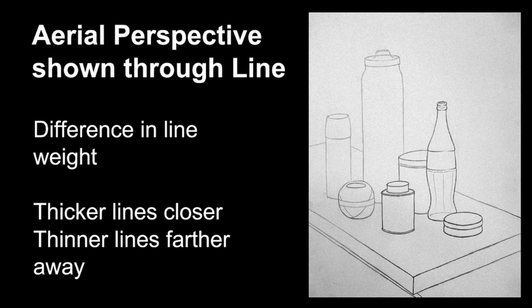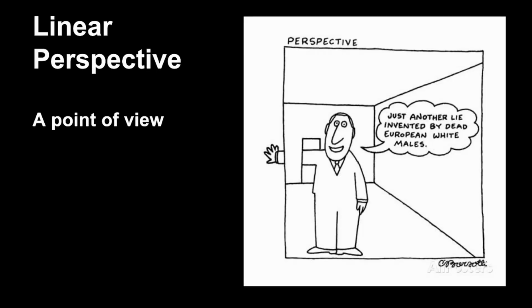So we can show some aerial perspective. We've talked about this before with line weight. So thicker lines might bring things to the foreground, where thinner lines might bring things farther away. And we'll be talking a lot today and throughout this lecture and modules about linear perspective, so a point of view.